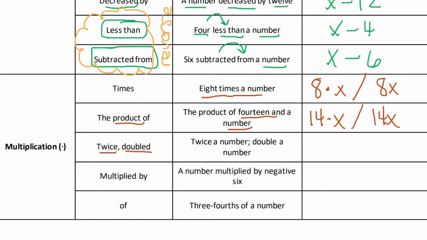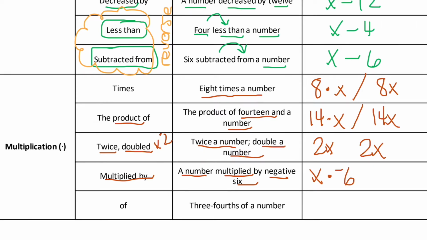Twice or doubled means you're multiplying by 2. So twice a number, double a number, same thing, okay? Multiply by means multiply. So a number multiplied by -6. So this would be a number multiplied by -6. Now, when we put numbers and letters together, we always put the number first. That's called the coefficient. The number always goes first. So in this case, we would reverse the 2.